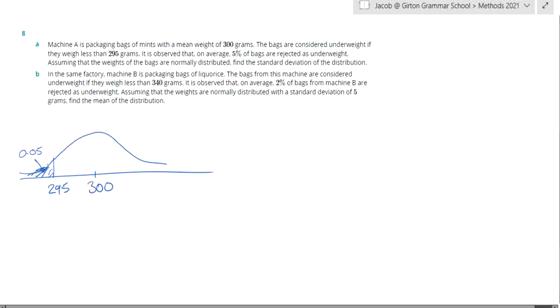And we need to find the standard deviation of the distribution. So we're going to use a standard normal distribution to help us calculate this. I'm going to go ahead and draw that distribution as well. So it has a mean of 0, and it has some z-score here that also has an area under the curve of 0.05. And so what we want to know is the value of that z-score. So we can just get that off the CAS.